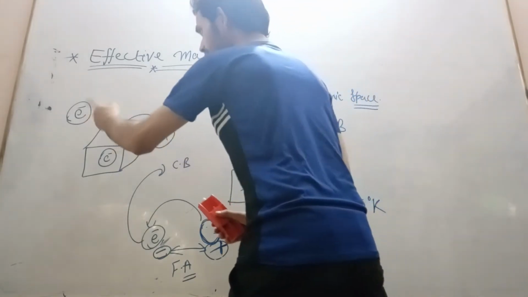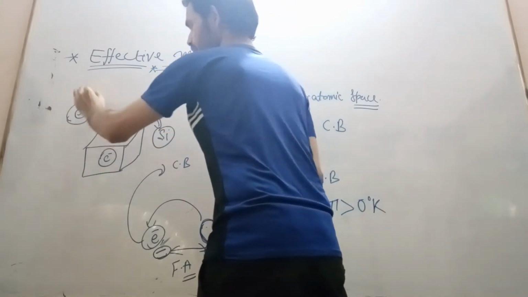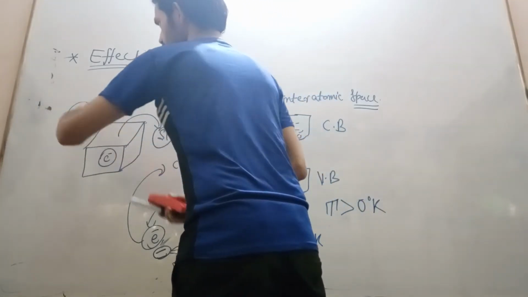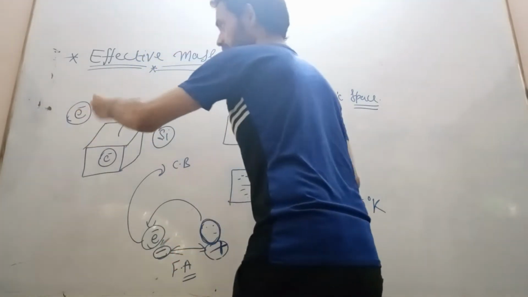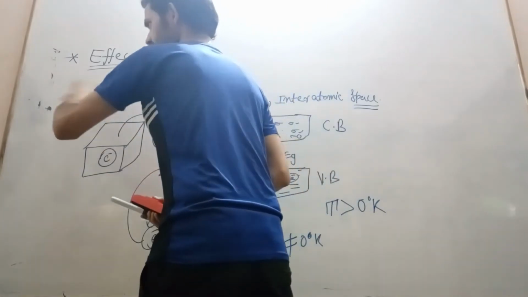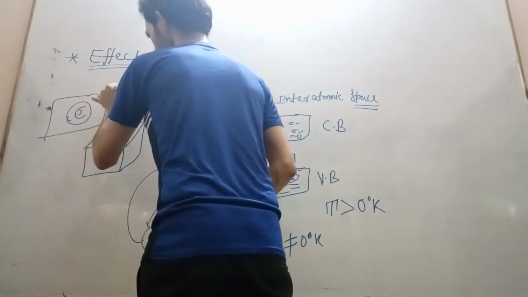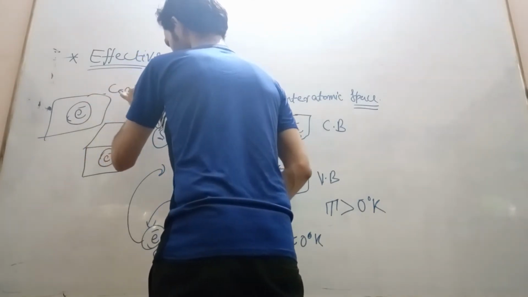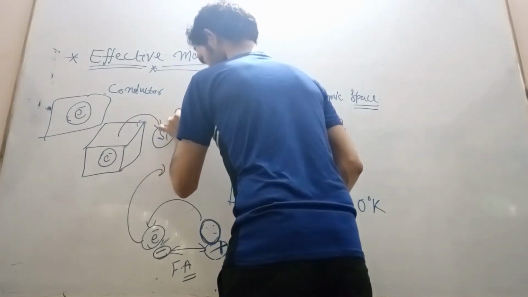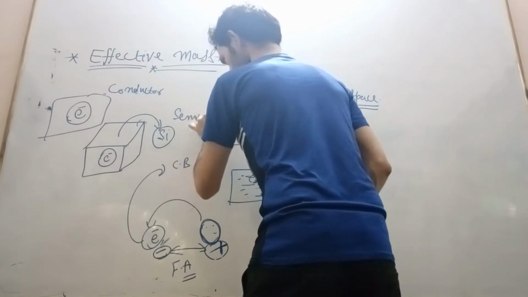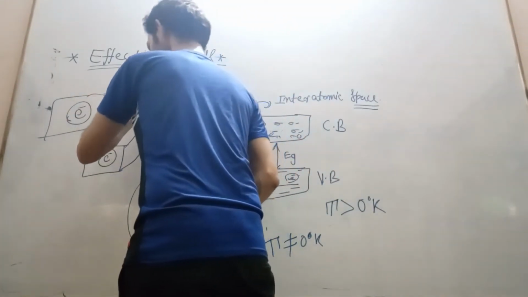But here this electron is in free space. For example, understand it as being inside a conductor, a perfect conductor. Here the electron is free. Let us assume that it is inside the conductor, and this one is inside the semiconductor, which is a silicon semiconductor. Free space means it is in the conductor.